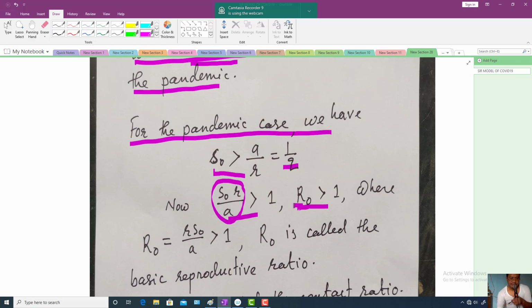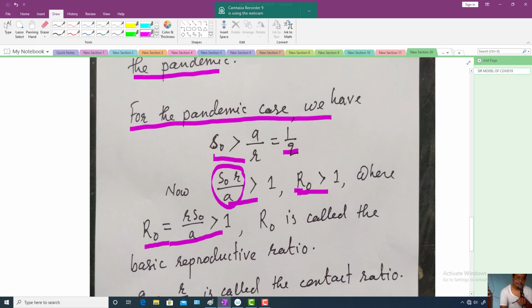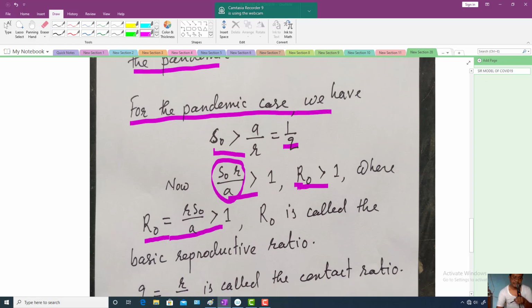So R naught is equal to RS naught divided by A, and if this is greater than 1, then the pandemic will occur. R naught is called the basic reproductive ratio. That means what? One infected person, how many people are infected? If in your community one person is infected, how many people, at maximum, can he infect again?